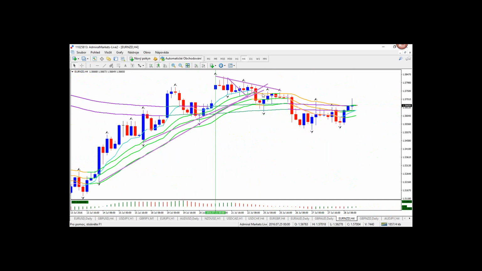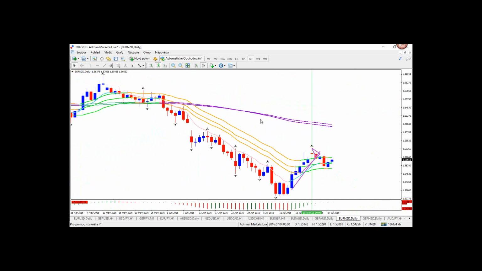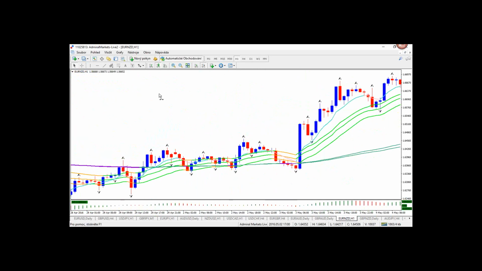All right, so that was a good breakout candle to the downside. Now, also consider the strong daily chart downtrend. All right, so back to the hourly.